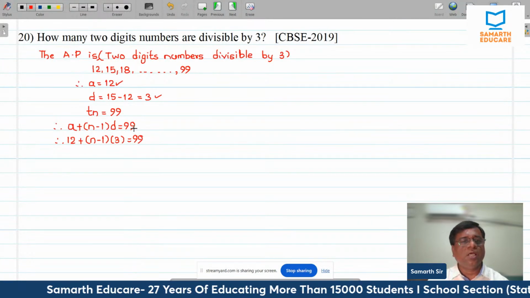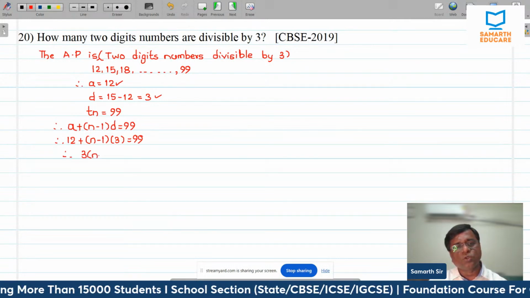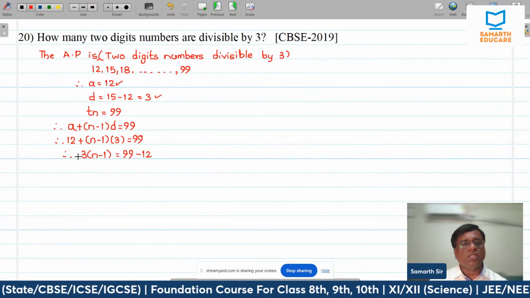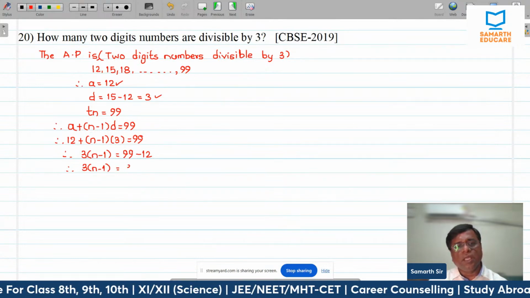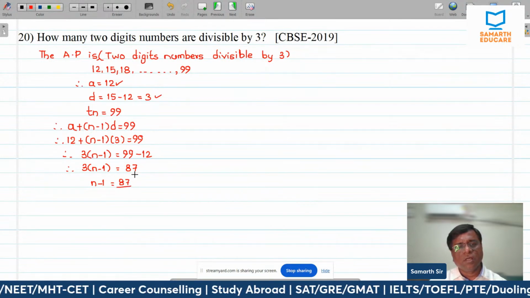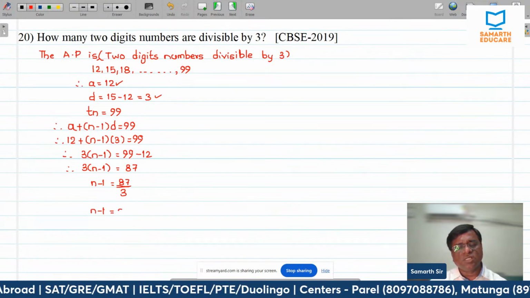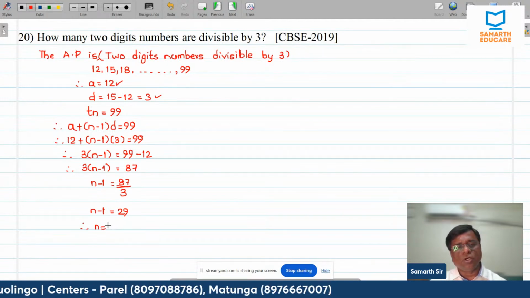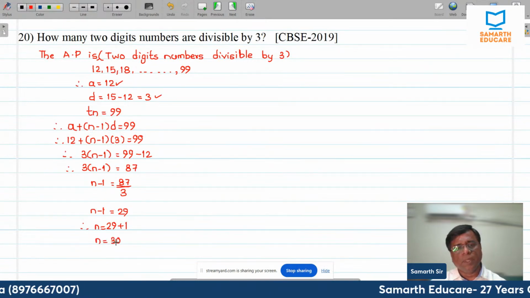आसानी से आराम से करना है, इसको 3 से डिवाइड कर सकते हैं ऑन द होल, but what I will do is 3 into n minus 1 becomes 99. If I take this 12 on the other side, it is minus 12. 3 into n minus 1 is 87. N minus 1 is 87 upon 3. So n minus 1 is 3 2s are 6, and this is 9. So n is equal to 29 plus 1. So n is equal to 30.